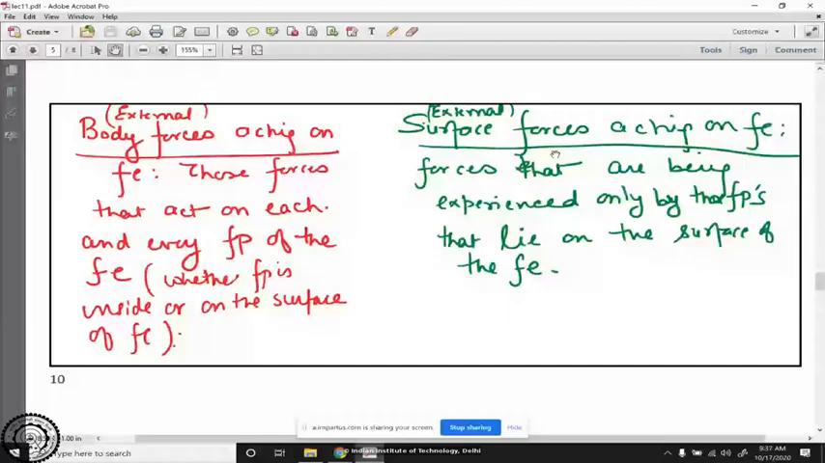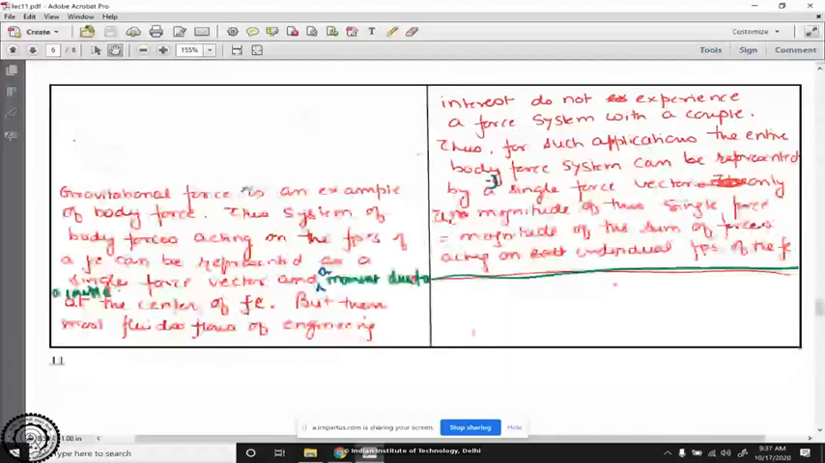And surface forces are those forces, as the name suggests, that act only on the fluid particles which are lying on the surface of the fluid element. So the forces that only those fluid particles on the outer surface of the fluid element experience, we call them surface forces. And we will see what those surface forces will look like in a little while. So let's first see how to express body forces, and then we will come to surface forces.